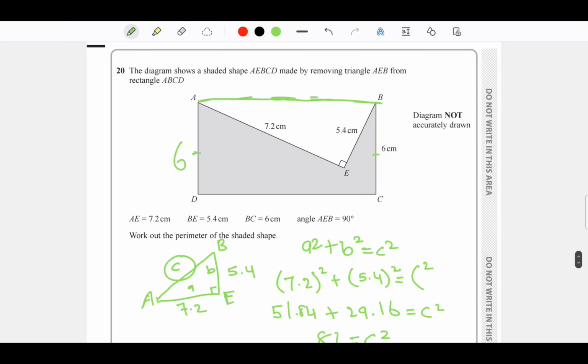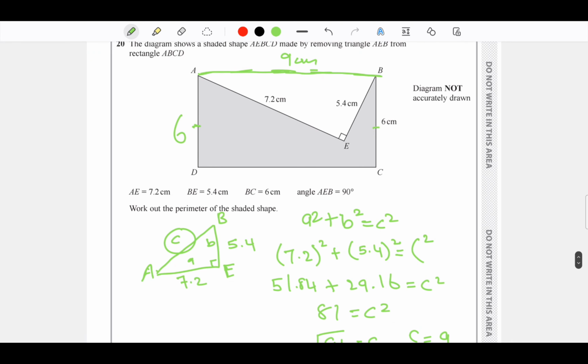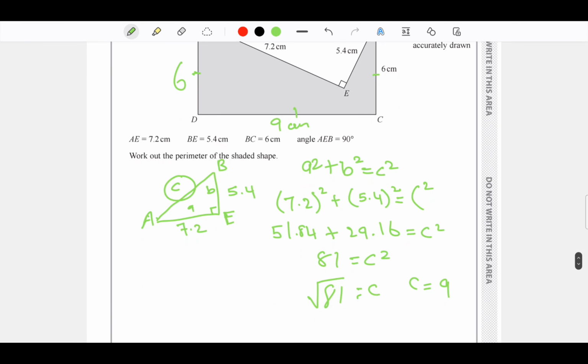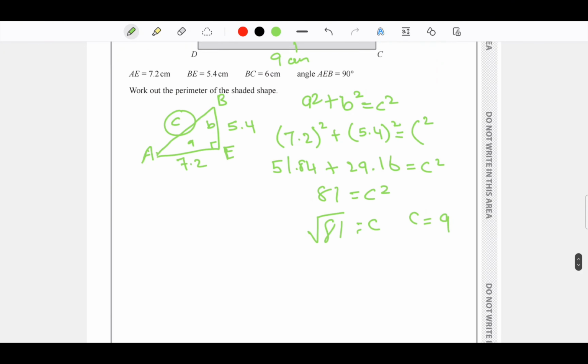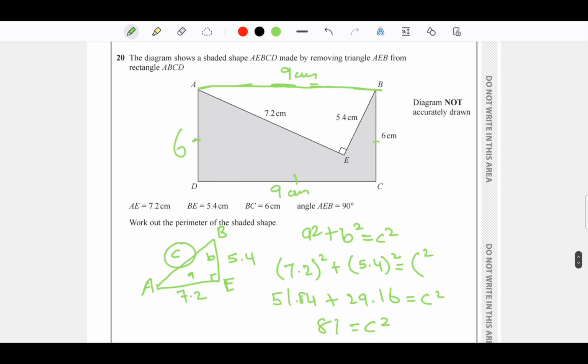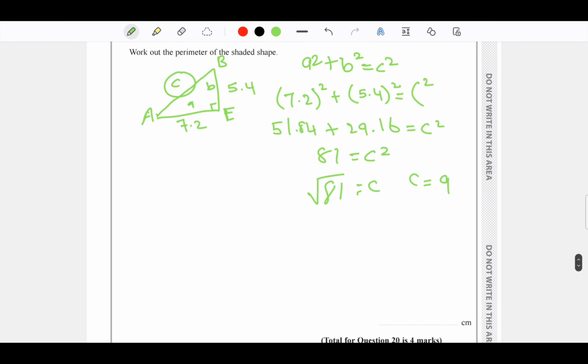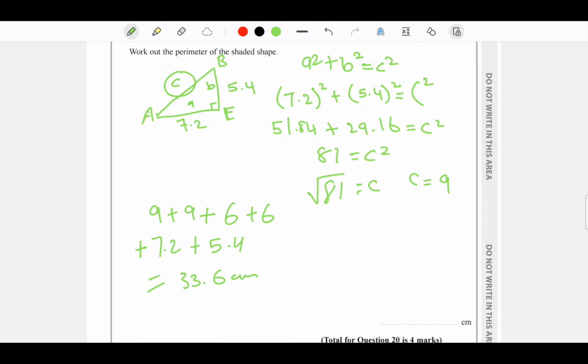So when C is 9, this length is 9 centimeters, and hence this is also 9 centimeters. With that, we can solve our perimeter. Just add all the values in. That would be 9 plus 9 plus 6 plus 6 plus 7.2 and 5.4. That would give us the answer of 33.6 centimeters.